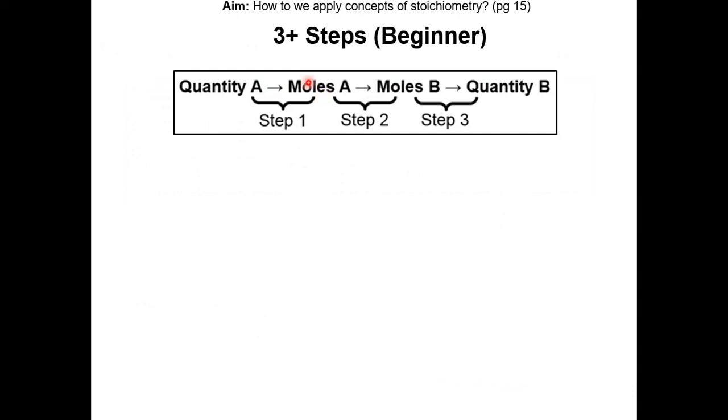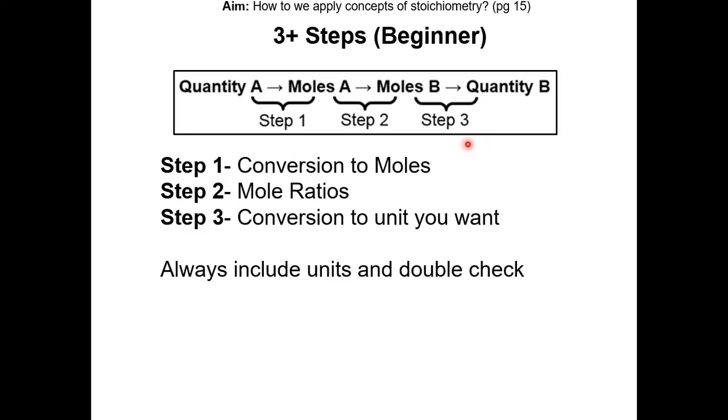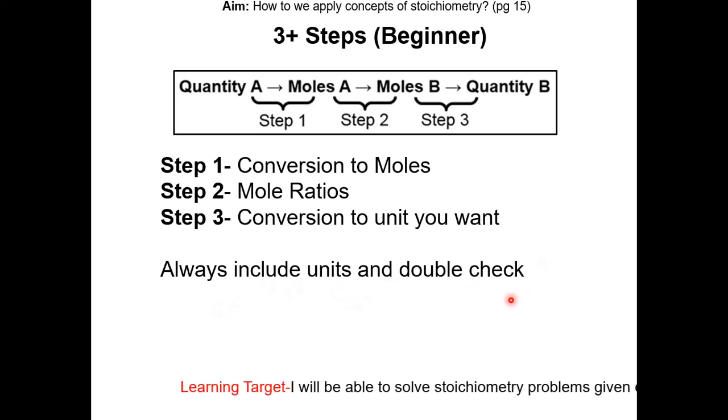The first method is the 3+ steps method, which is a beginner method. It's based off the general strategy. As you can see, there are 3 steps to the strategy. There might be more steps if there are more conversions. So step 1, you convert whatever you have for your quantity A to moles. Then you do a mole ratio in step 2 from mole A to mole B. In step 3, you do a unit conversion to the unit you want for quantity B. Always include units and double check your answer.